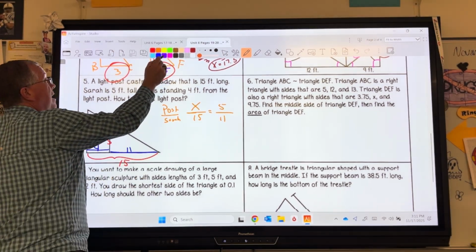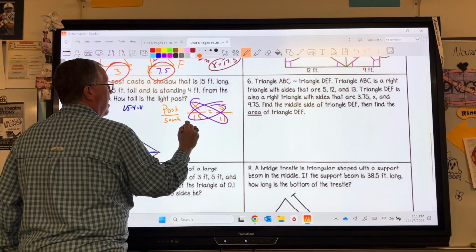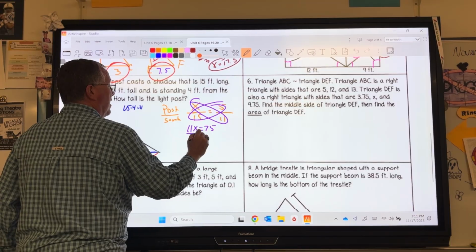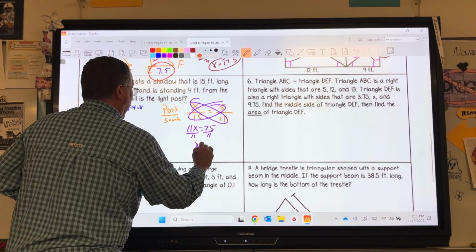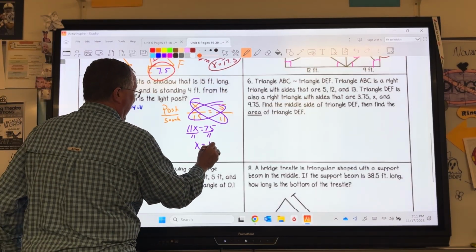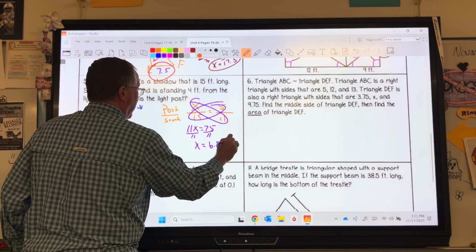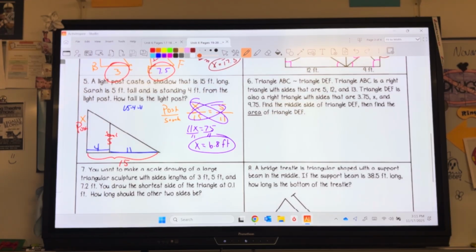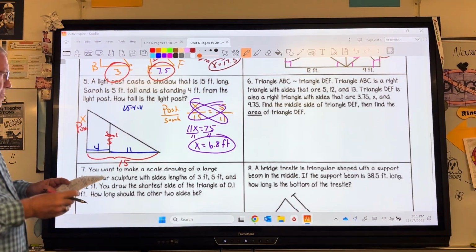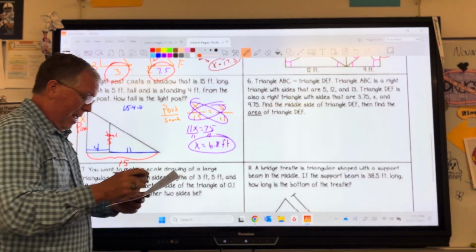Again, we cross multiply. I get 11x equals 75. I divide by 11, and I get x equals, drum roll, 6.8 feet. That's how tall the lamp post is, or the light post is. Not a very tall light post, but anyways, it doesn't matter. Next one.